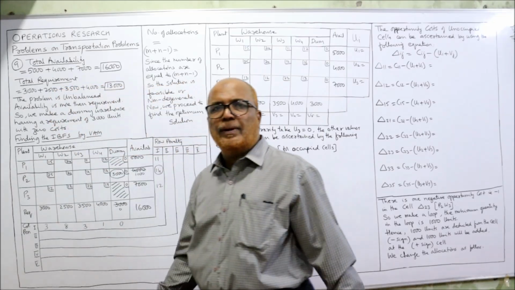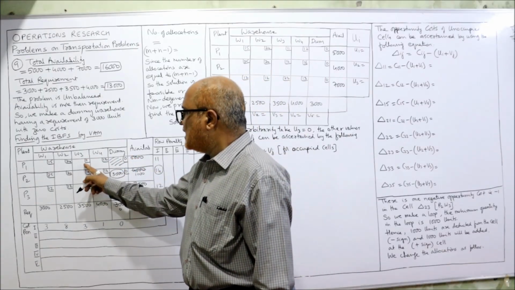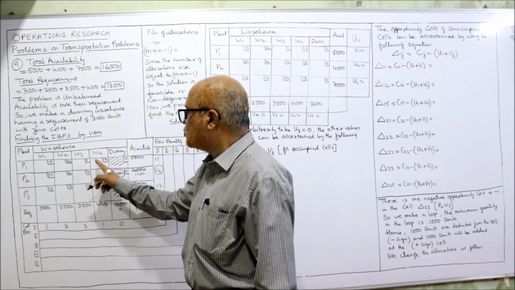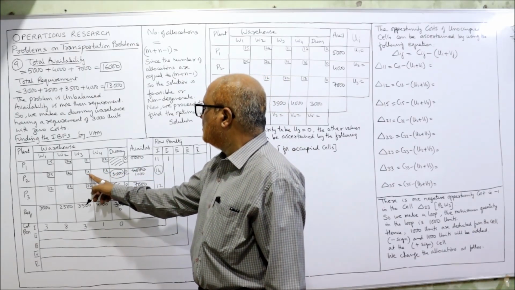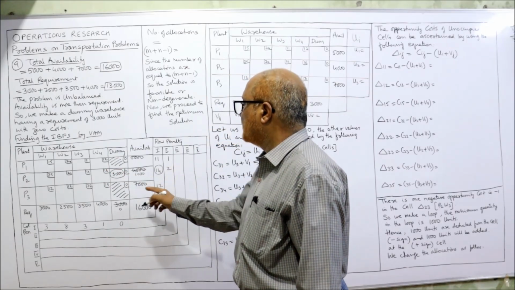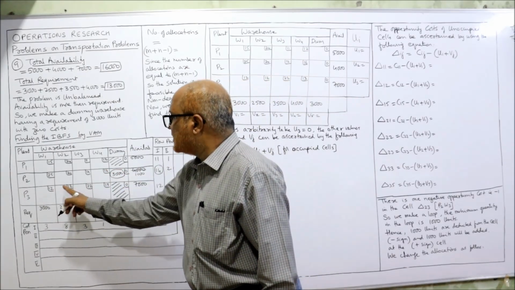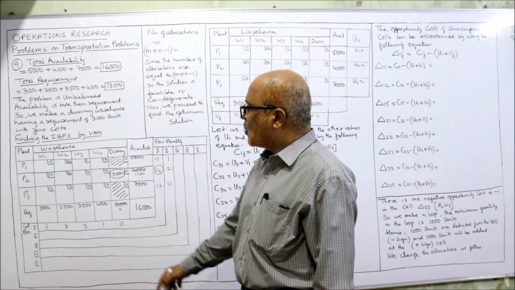First penalty completed. Now I am coming to the second penalty. The minimum is 11, next minimum 12. The 12 minus 11 is 1. This one, minimum is 14, next minimum is 16. So 16 minus 14 is 2. Here minimum is 12, next minimum is also 12, so 0. Column wise.